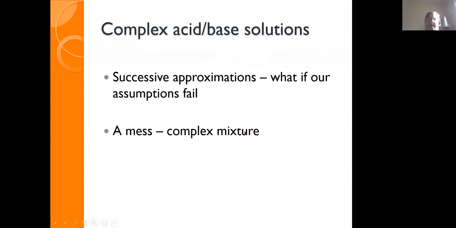Okay, so the next thing is dealing with complex problems, looking at situations where our assumptions start to fail. The theoretical titration curve allows us to get around that with a titration curve. I'm going to look at a couple other examples here of how we deal with situations where our approximations don't work. I didn't have time to do successive approximations in lecture yesterday, but I've got all the time in the world now, so I can do that.